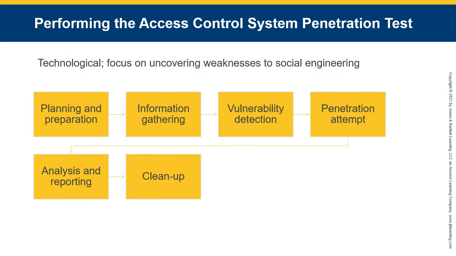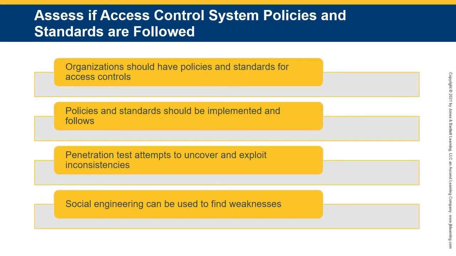Performing the access control system penetration test. The test focuses on uncovering weaknesses to social engineering: planning and preparation, information gathering, vulnerability detection, penetration attempts, analysis and reporting, and cleanup. Assess if access control system policies and standards are followed. Organizations should have policies and standards for access control. Policies and standards should be implemented and followed.